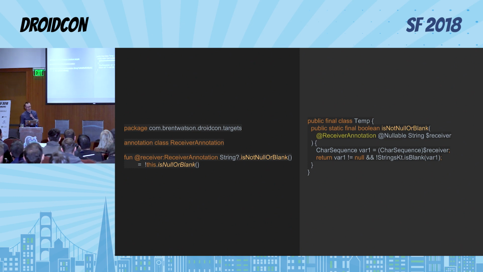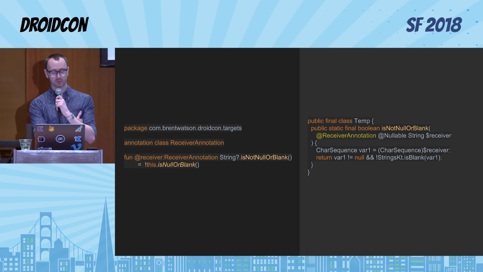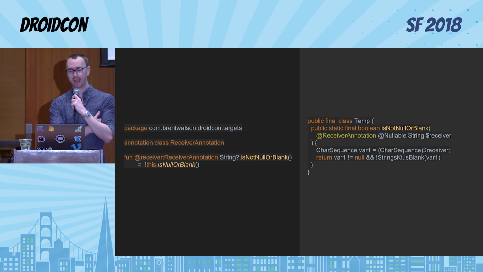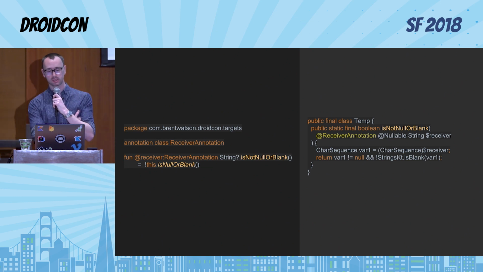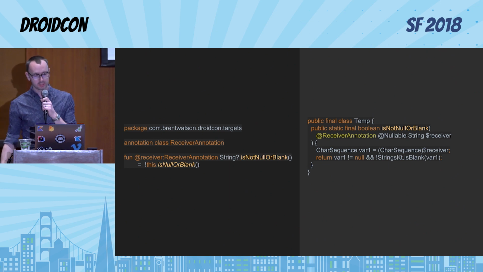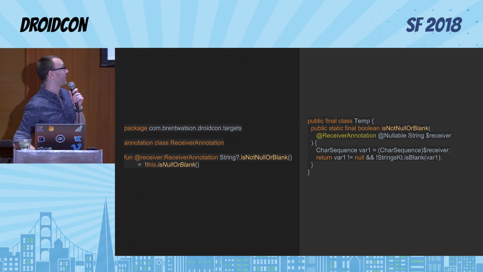There's @receiver. So this is how this one looks. If you were to make an extension on string called isNotNullOrBlank, as most people know, that actually turns out, when you decompile, to be a static method whose first parameter is the thing you're acting on. That thing you're acting on is called the receiver. So in this case, that's where that annotation ends up.